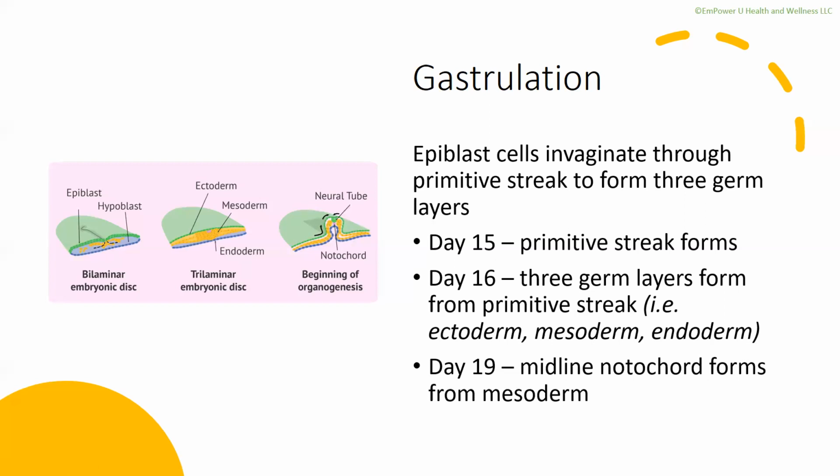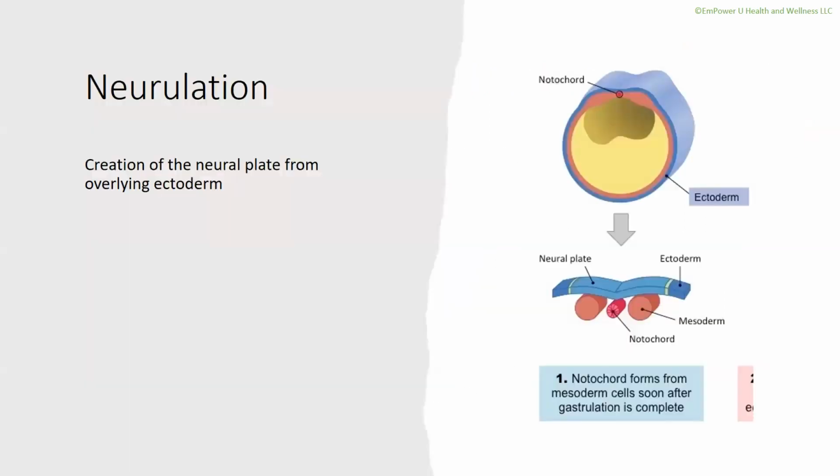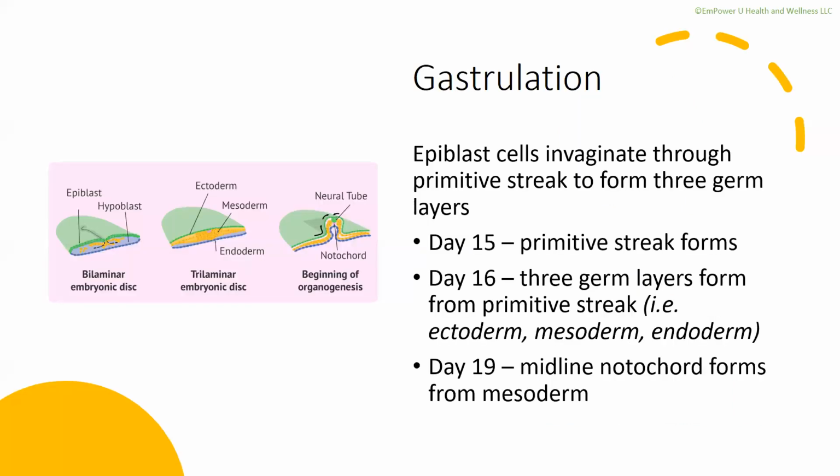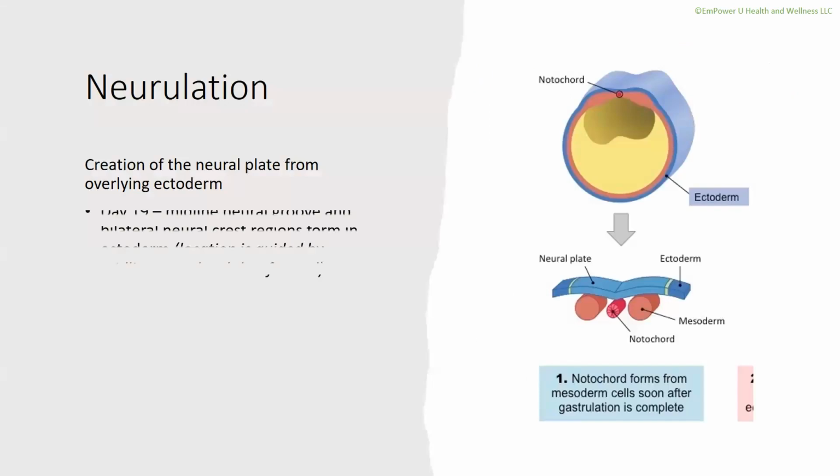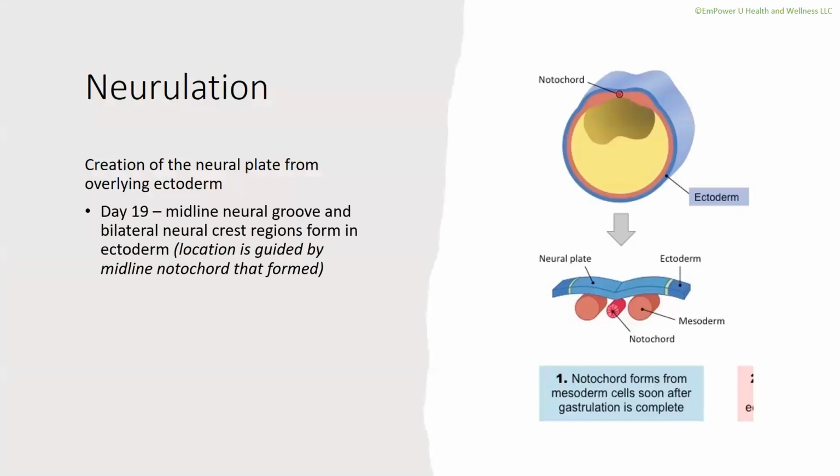So we're still in week 3. Then once we move from week 3 to week 4, we start to see neurulation happen. Essentially, once a notochord is present, so once the notochord has formed, we can start forming the nervous system. Neurulation can occur. Neurulation, formation of the nervous system. So neurulation is essentially creation of the neural plate from overlying ectoderm, because the neural plate is ectoderm, okay?